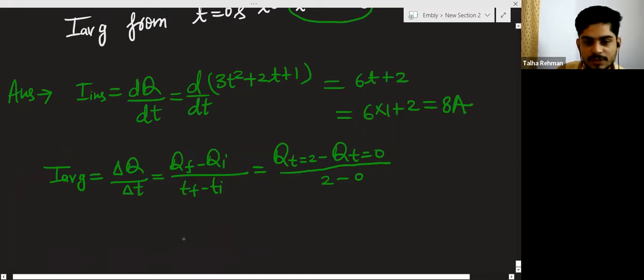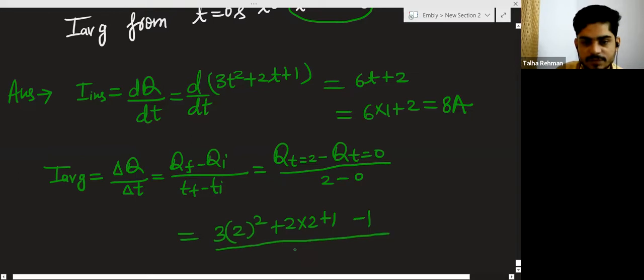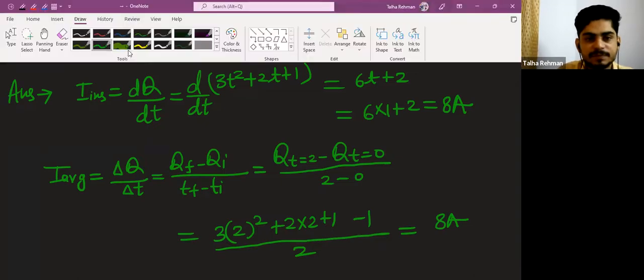So now can you solve this? You will put the value 2 in here, 3t square plus 2 into 2 plus 1. No, sorry, what I have done here. Okay, not the 8 ampere. Just changing now.